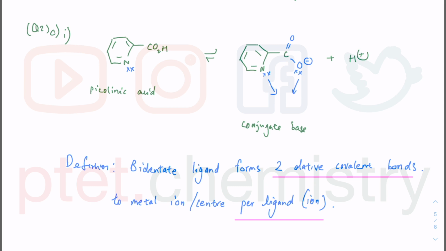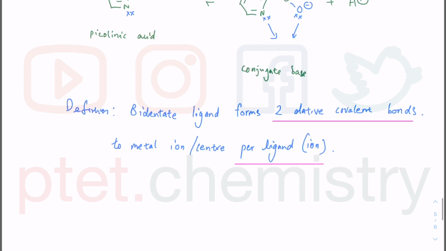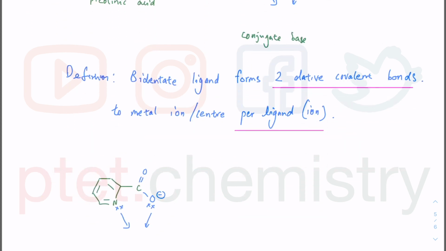Are they? Yes, they are. They do ask you to show the structure of Z. So this kind of thing, they always follow one another. You do not need to show the dative covalent bond because they just want you to show the structure of Z.